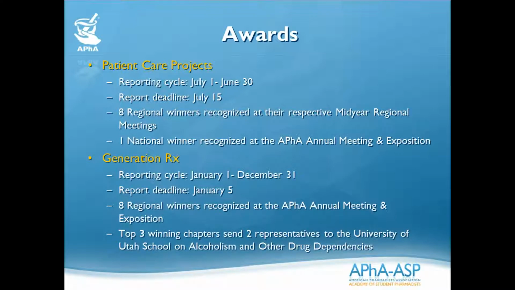Generation RX is a little bit different. Their reporting cycle is the first of the year to the end of the year, and the report deadline is in January. This is something I would highly encourage you to put in your calendar now, early, so that you don't forget. It can be easy to forget it after the holidays. With the Generation RX Awards, 8 regional winners are recognized at the Annual Meeting and Exposition, and the top 3 chapters get to send 2 representatives to the University of Utah School on Alcoholism and Other Drug Dependencies.